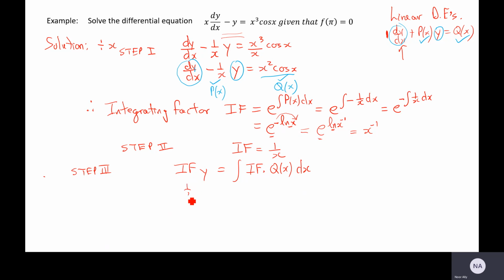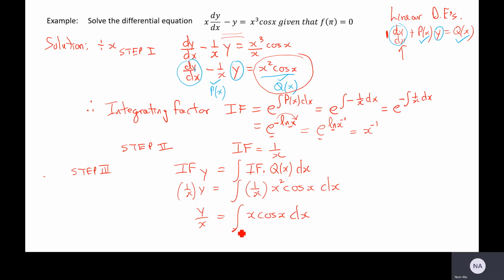What's my integrating factor? 1 over x times y. Integral, what's my integrating factor? 1 over x. What is my q of x? There you go. There's my q of x, x squared cos of x dx. So this simplifies to y over x is equal to the integral of x cos of x dx. Now I just have to work out the integral, and the integral is the integral of x cos of x.